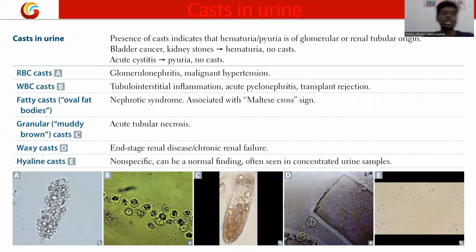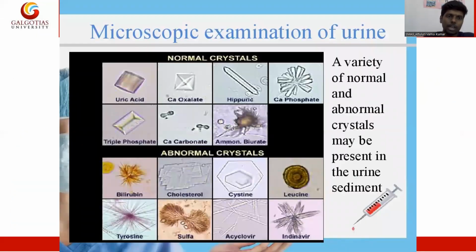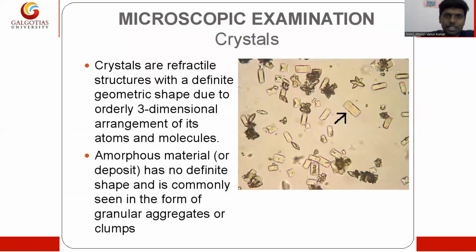So these are the crystals we are discussing. We have uric acid, calcium oxalate, hippuric acid, calcium phosphate, triple phosphate, calcium carbonate, and ammonium biurate crystals. Whereas the abnormal crystals include bilirubin, cholesterol, cystine, leucine, tyrosine, sulfonamide, acyclovir, and indinavir crystals. In the exam, if I ask this question, everyone must draw the normal and abnormal crystal diagrams. You must draw diagrams of each and every crystal in this table.